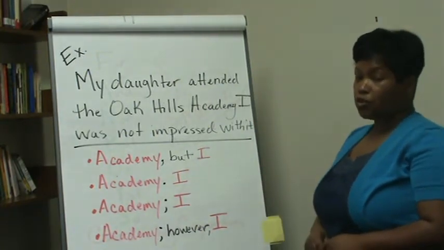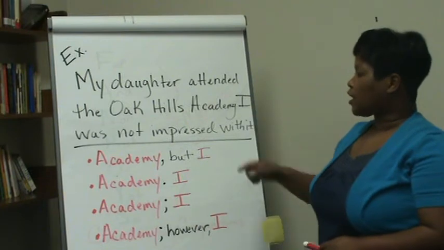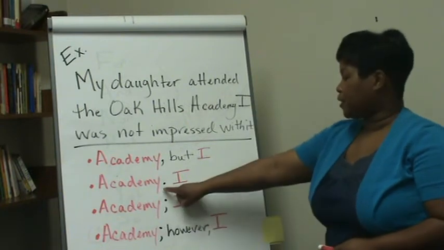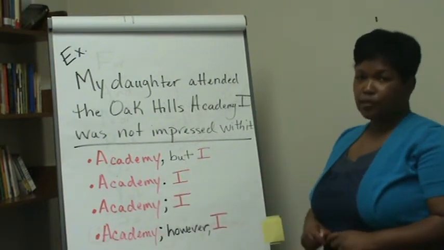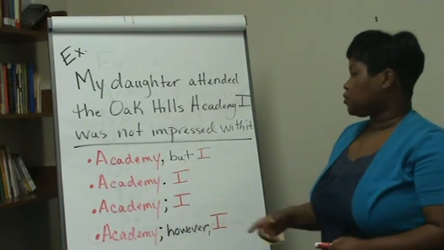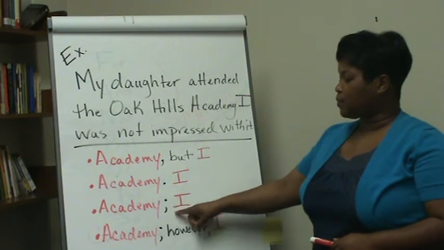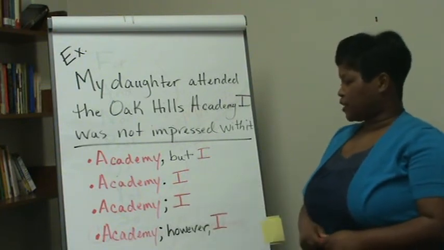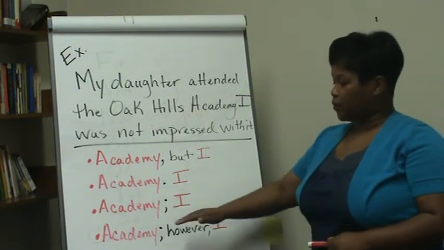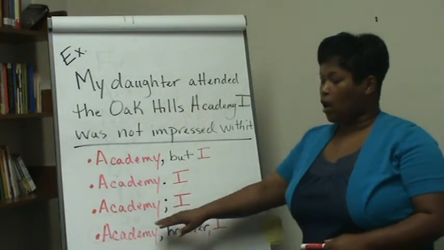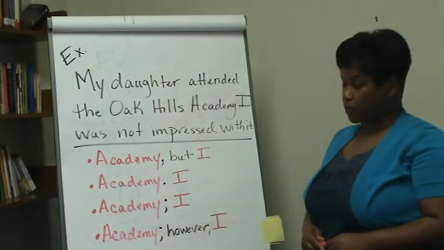Another is to just start a new sentence. So: My daughter attended the Oak Hills Academy, period. I was not impressed with it. Two separate sentences. You could also have the semicolon. My daughter attended the Oak Hills Academy, semicolon. I was not impressed with it. And so again, recognizing that there are rules that go along with joining two complete sentences with a semicolon.